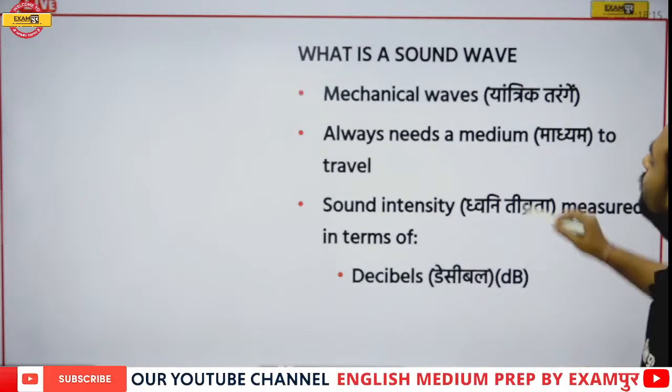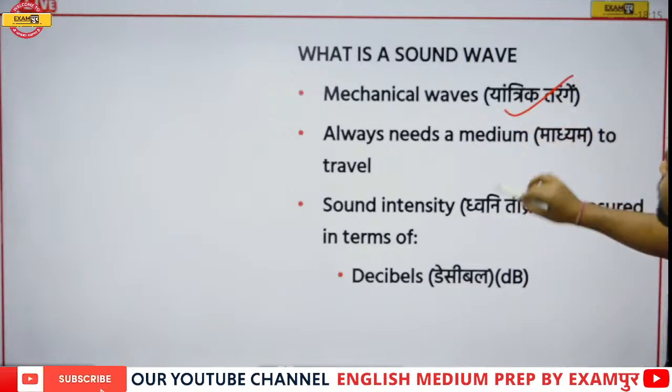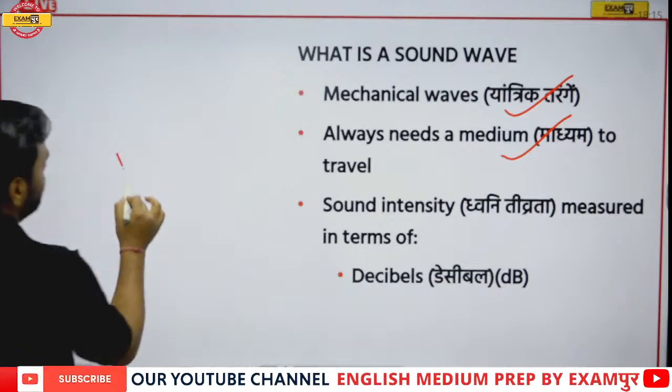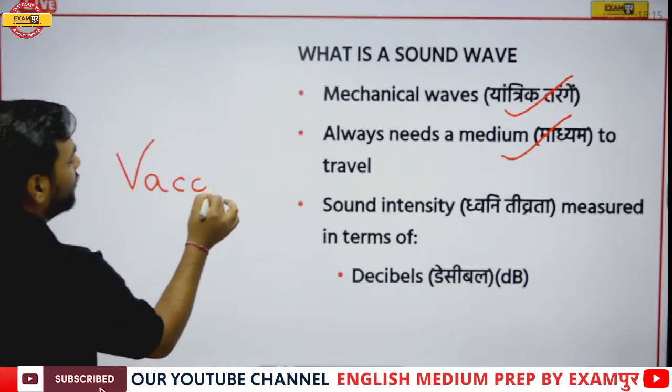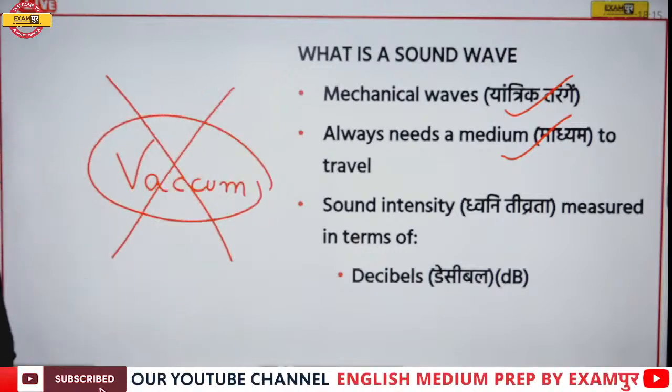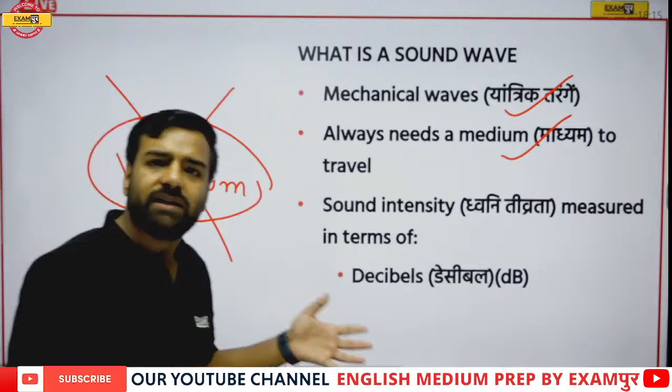Next, what is a sound wave? Sound waves are mechanical waves which always need a medium. This means that if I talk about a vacuum, please remember this: a sound wave will never travel in a vacuum. Why is it not traveling in a vacuum? Because there is no medium in a vacuum. It's as simple as that.